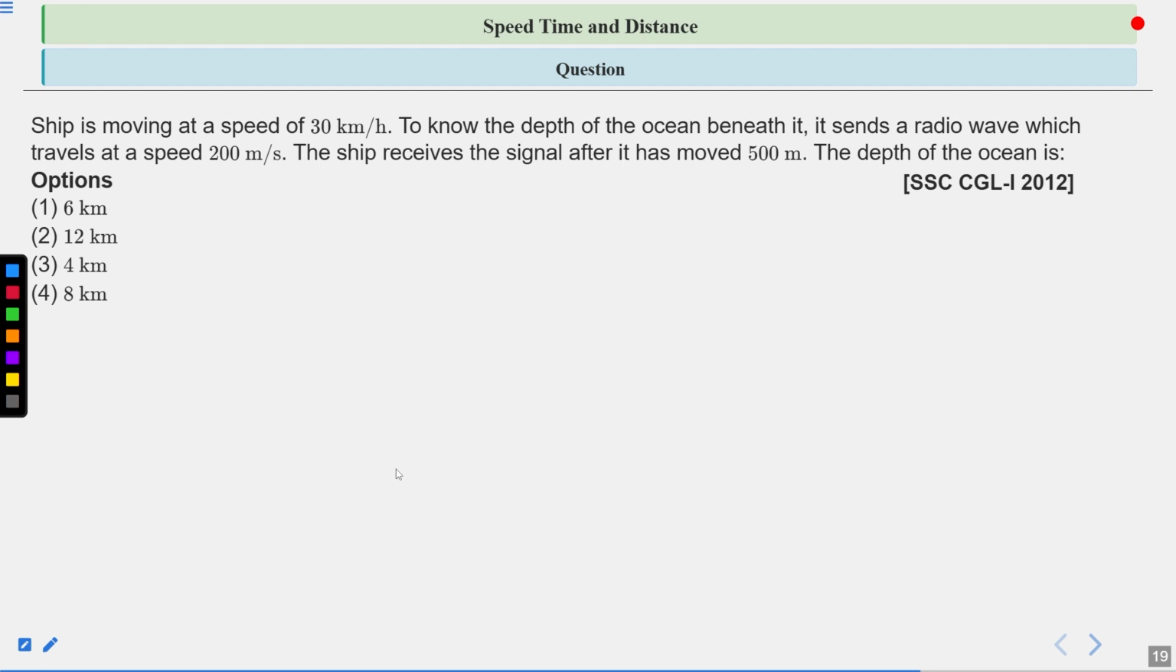Next question: a ship is moving at a speed of 30 km per hour. To know the depth of the ocean beneath it, it sends a radio wave which travels at a speed of 200 meter per second. The ship receives the signal after it has moved 500 meter. The depth of the ocean is? This question was asked in the SSC CGL Tier 1 exam in 2012. So there are four options. First one is 6 km, second is 12 km, third one is 4 km, and fourth one is 8 km. Now you have 10 seconds to analyze the question. Your time starts now.